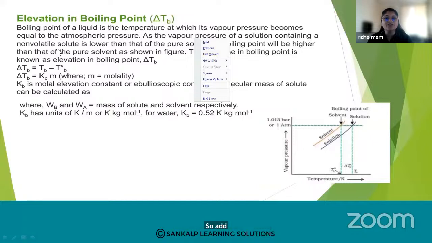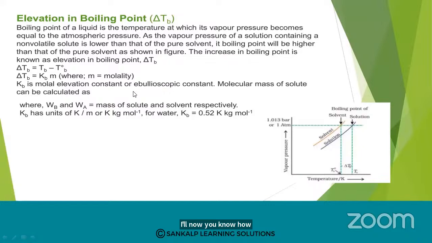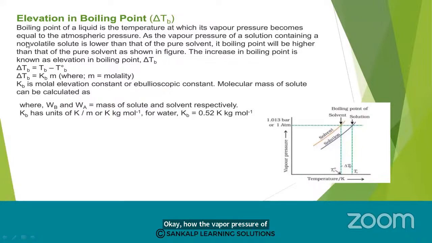as the vapor pressure of the solution containing a non-volatile solute is lower. Now you know how this is lowered. How is the vapor pressure of the solution lowered when you add a non-volatile solute? Because a non-volatile solute cannot produce any vapors. So when you add the non-volatile solute into the solution, vapors are not formed, right? Then compared to the pure solvent, what will happen? The boiling point will be higher than that of a pure solvent.